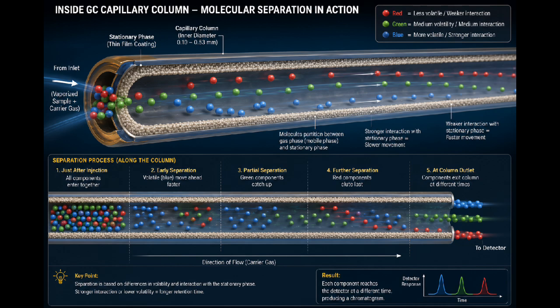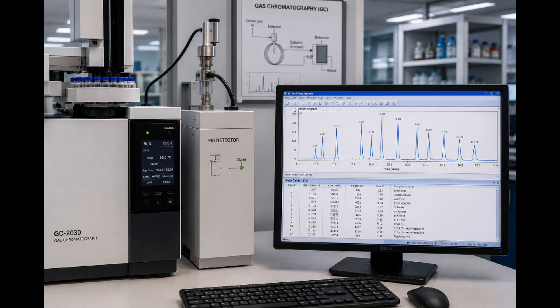Detection and chromatogram. After separation, compounds reach the detector. The detector converts the chemical information into electrical signals. The data system processes these signals and produces a chromatogram. Retention time helps in identification, while peak area is used for quantification.